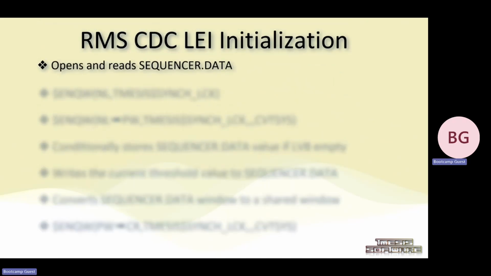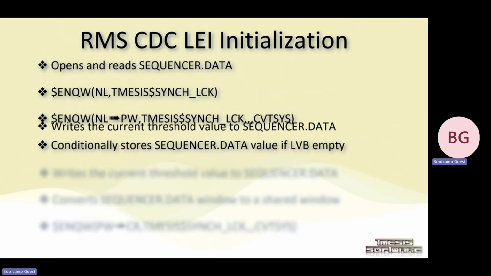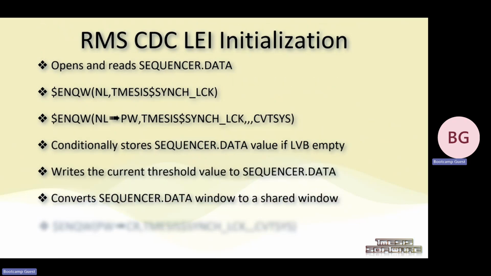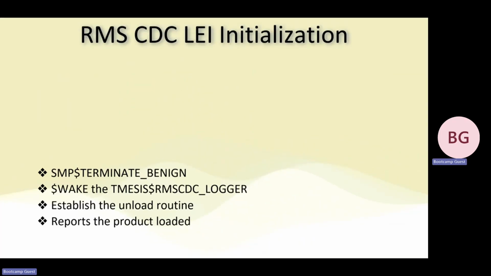Then it reads the sequencer file when it comes up. Now, it doesn't have to read the sequencer file if there's another node in the cluster, because you'll get that information from the lock value block of that lock. Otherwise, it has to read this to create it, and it'll start on that threshold value that's stored in the file. I won't go into all the details unless you really want the nitty gritty. The sequencer data is opened with a shared window and so on, so people can't delete it or mess up the values in it.